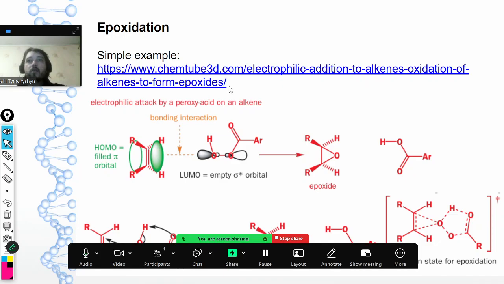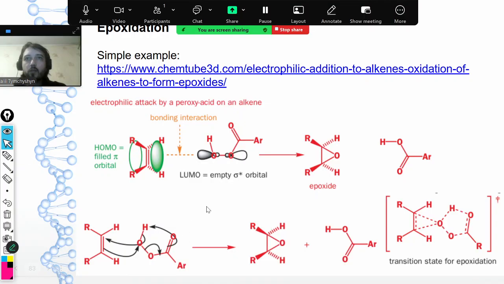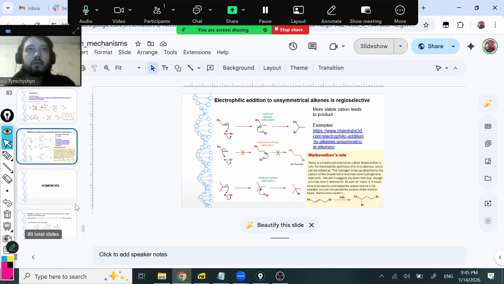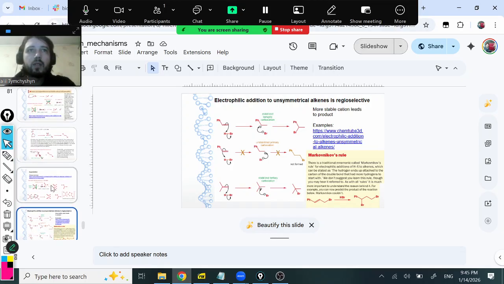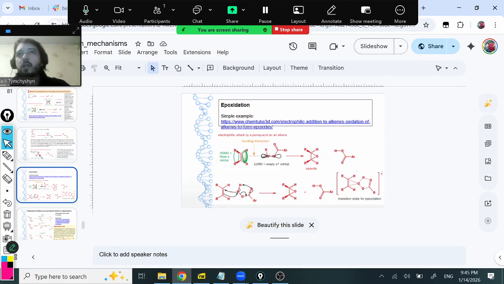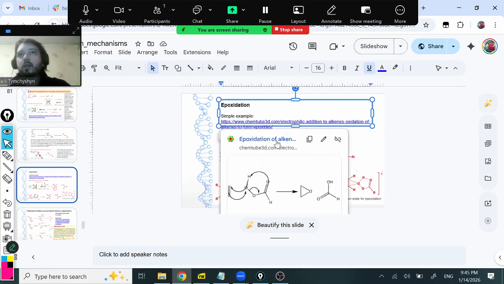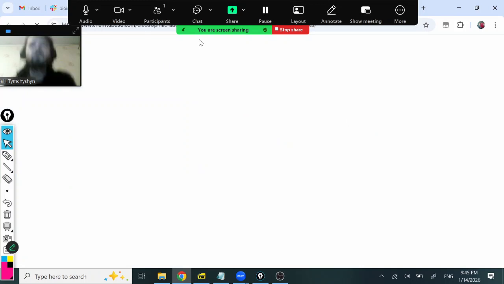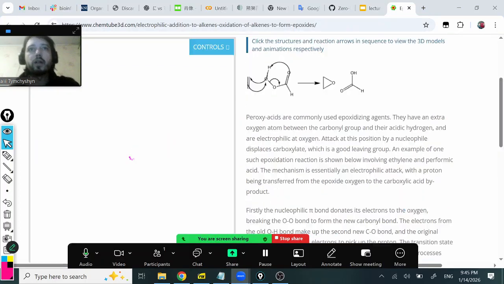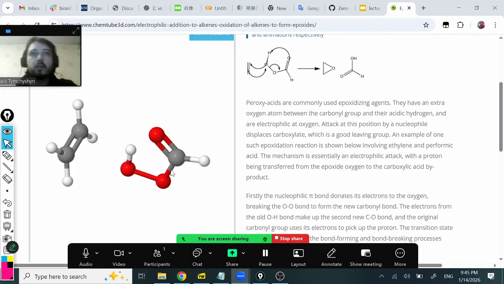Here is an example of the oxidation. Let me check what we have here. Well, yes, maybe I will show you this example, and say maybe one word regarding Markovnikov's rule, and that will be it.